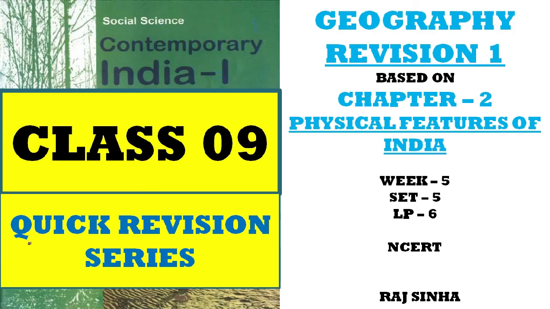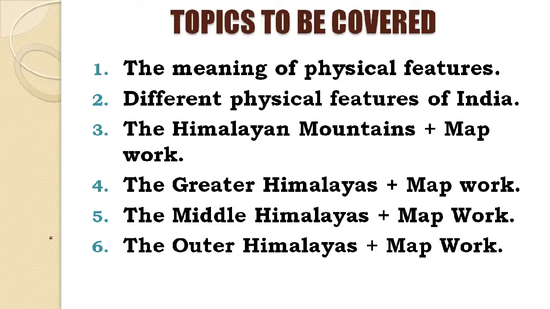From today we'll be beginning a revision of chapter 2. So as you can see, this is a quick revision series, and let us go through the topics to be covered in this lesson. Number 1, the meaning of different physical features. Number 2, different physical features of India. Number 3, the Himalayan mountains plus map work. The Greater Himalayas plus map work. The Middle Himalayas plus map work. And the Outer Himalayas plus map work.